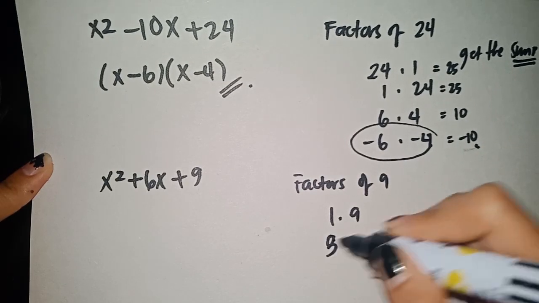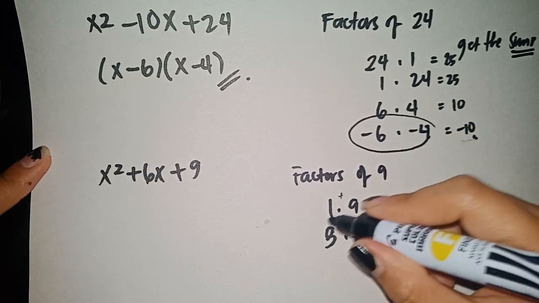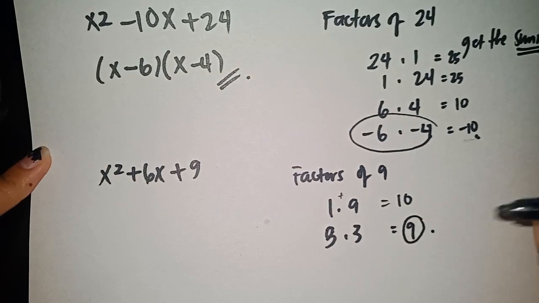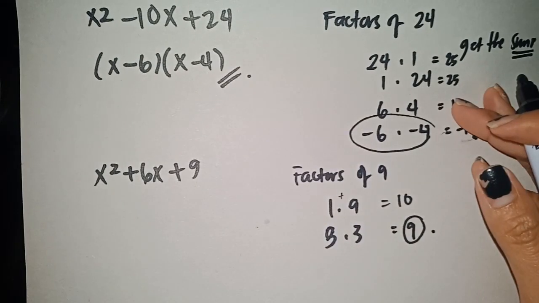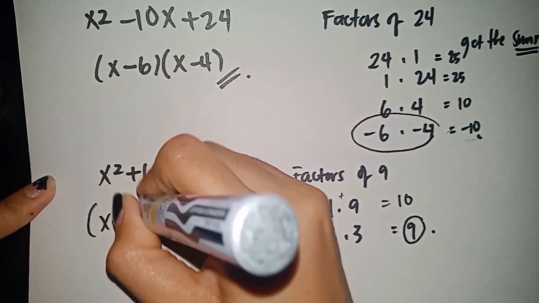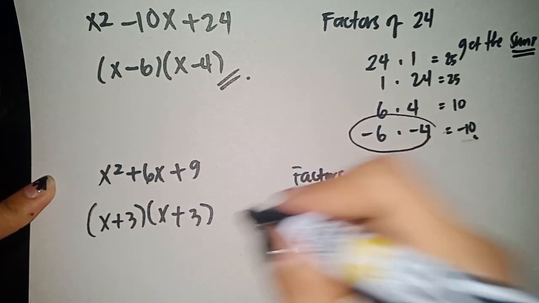Now let's have the last one, factors of 9. So let's add. We have 10 and 6. I mean 9. So the final answer will be x plus 3 times x plus 3.